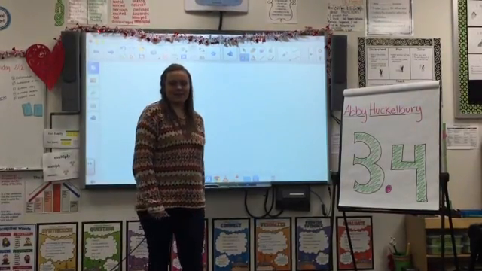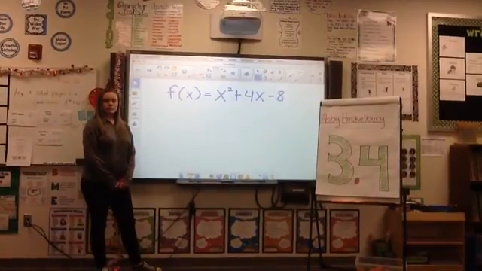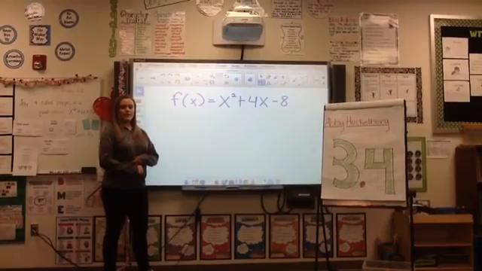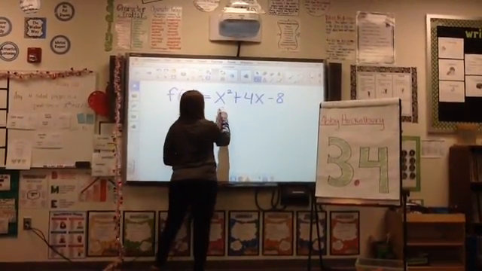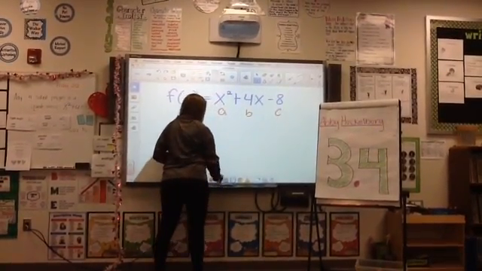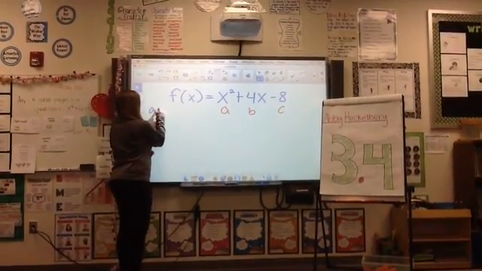So today, we're converting our quadratic formula to vertex form using completing the square. So this is our quadratic formula that we'll be using, and your first step is going to be to label A, B, and C terms. Now in this formula, our A is equal to 1.